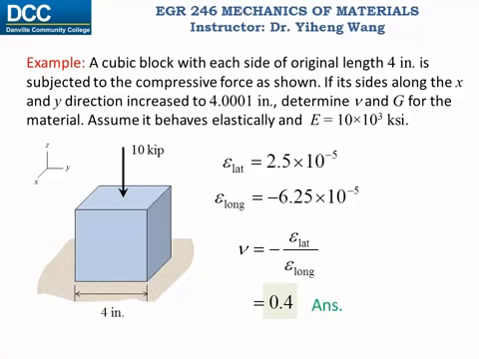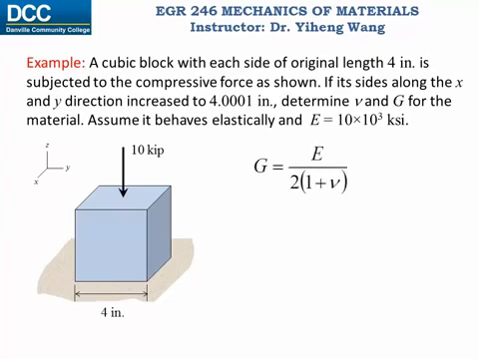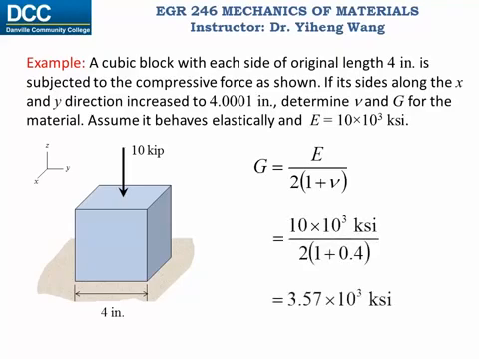Now, to determine G, the modulus of rigidity for this material, don't forget that modulus of rigidity and Young's modulus and Poisson's ratio, they are related through this equation. Therefore, substitute in Young's modulus and Poisson's ratio, we can calculate that G, the modulus of rigidity, equals 3.57 times 10 to the third power KSI. It has the same unit as stress, just like Young's modulus. And that's the answer.